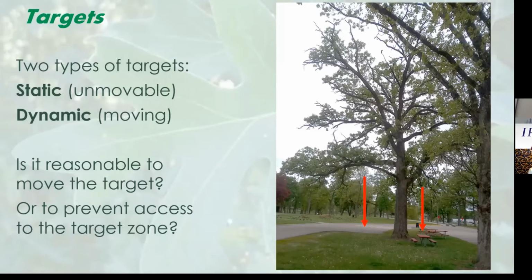If you wanted to, you could prevent access. You could barricade tape it. You could cone off the parking spaces. You could move the picnic tables and then put barricade tape around it. And then you're preventing access to the target zone.